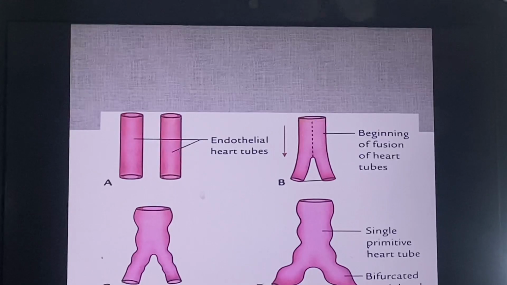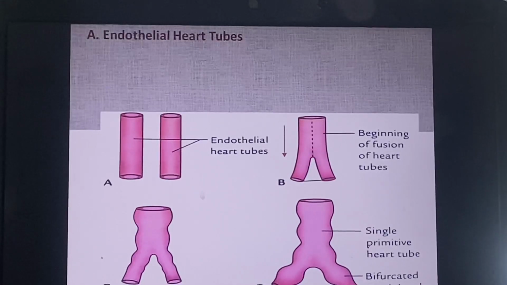Now you can see these are the endothelial heart tubes. You can appreciate in the diagram, initially these two heart tubes are there. Later on the fusion is starting from cranial to caudal side, and next we will discuss. So these are the two endothelial heart tubes.